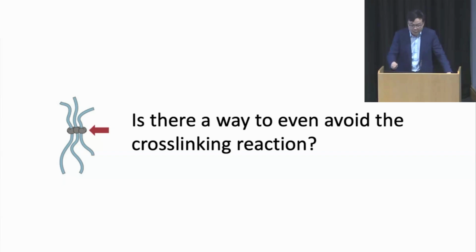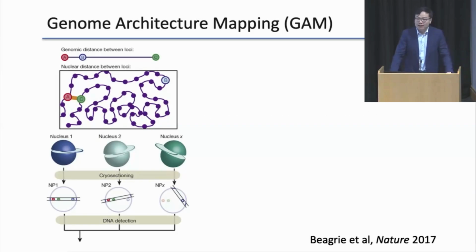So is there a way to even avoid the cross-linking reaction? Professor Ana Pombo and her team developed genome architecture mapping, or GAM, that solved this issue. So in GAM, the 3D genome organization inside of single nuclei is flash frozen. And then these nuclei undergo this serial sectioning. So they're sectioned into thin pieces, thin slices.